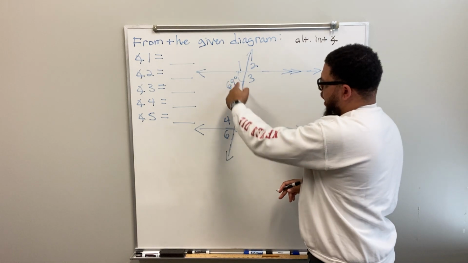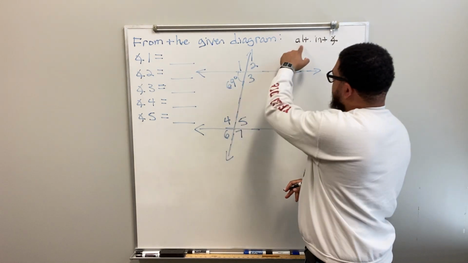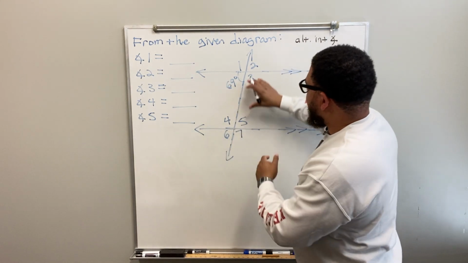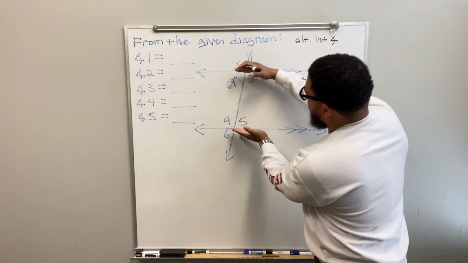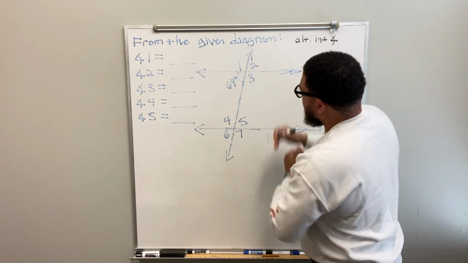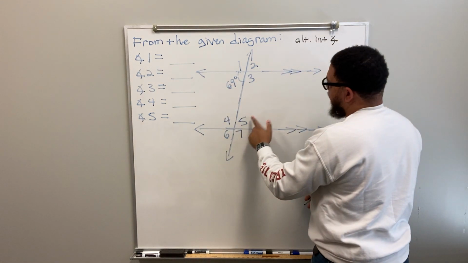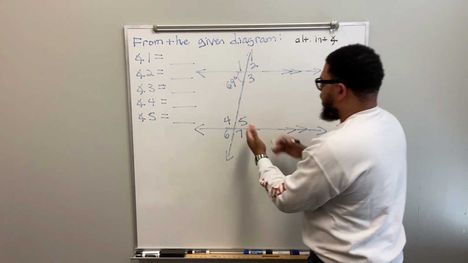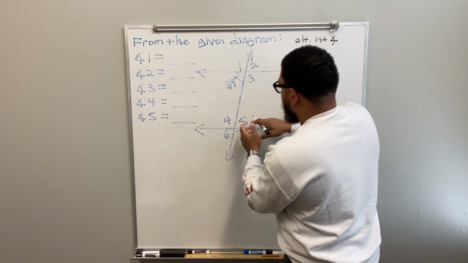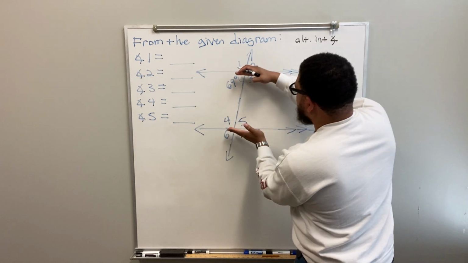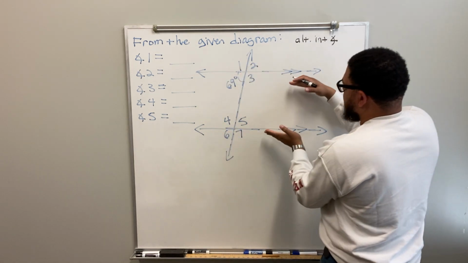This one is on the left side. This one is on the right side. That's the alternate part. They're both interior because they're in between the two parallel lines. So you got the alternate part, that's on the left side, that's on the right side. The interior part, angle number 5, and this angle right here are both in between the parallel lines.